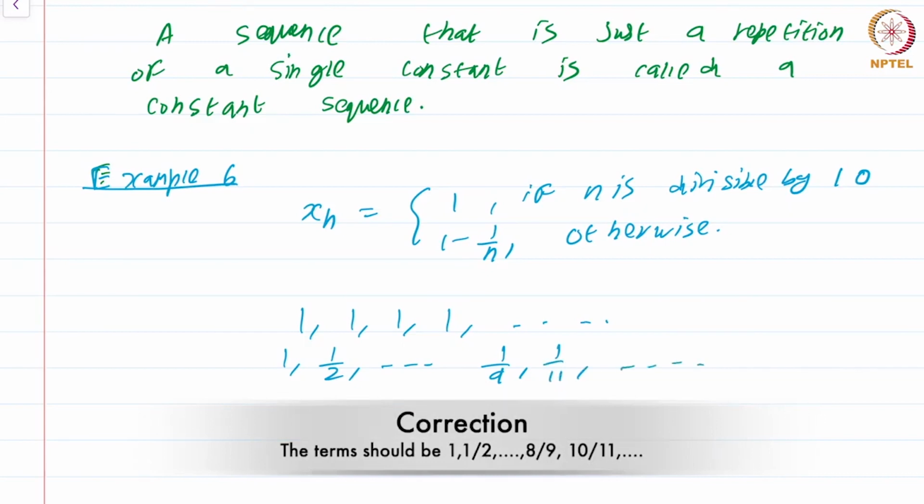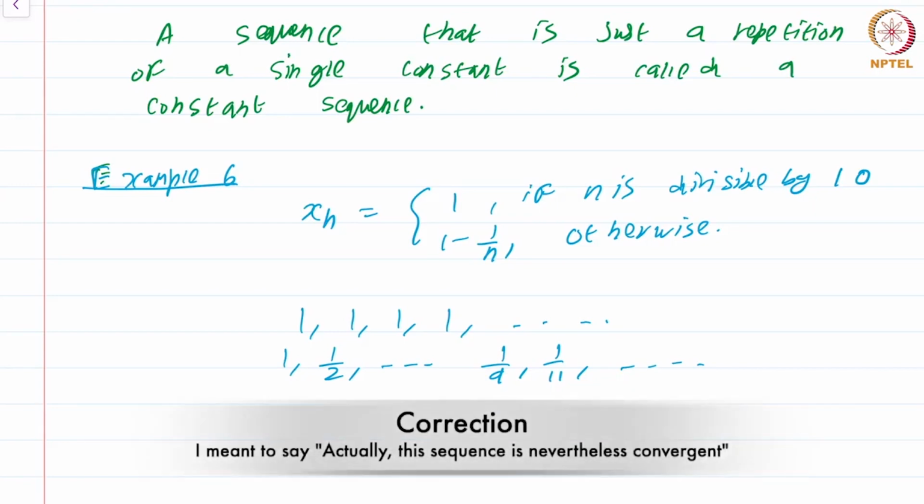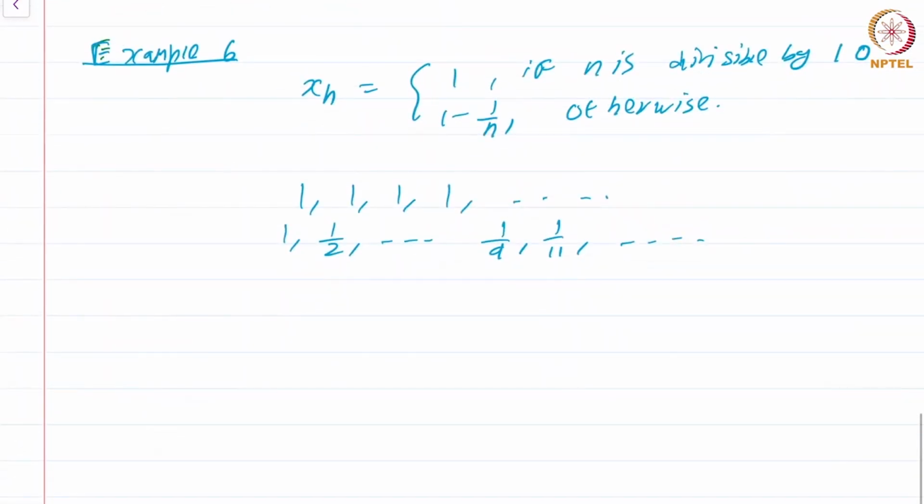Now this sequence looks to be convergent because the terms seem to be decreasing, but every once in a while there is a pesky 1 that shows up and ruins the day. So this sequence will actually not be convergent. The final example, example 7, is a very famous sequence. It's the Fibonacci sequence.